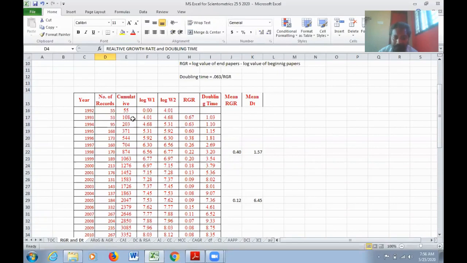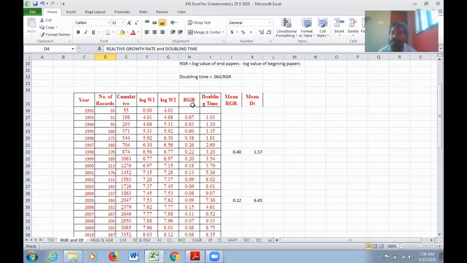At the end of the second year I have 108. How? 55 plus 53, 108. So I have the yearly number of records. You get this either from Web of Science, PubMed or Scopus database, no problem. And here, how do we calculate relative growth rate?